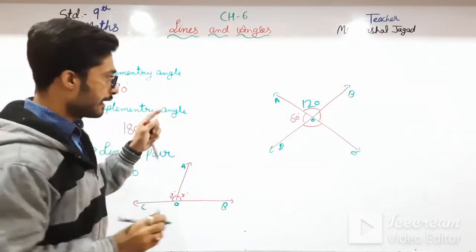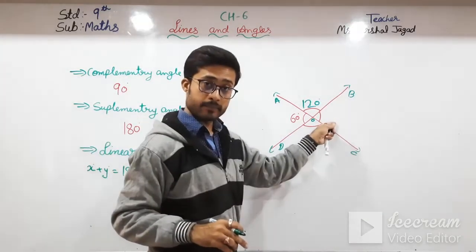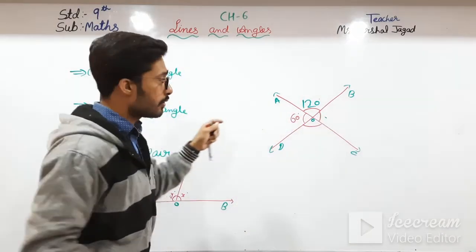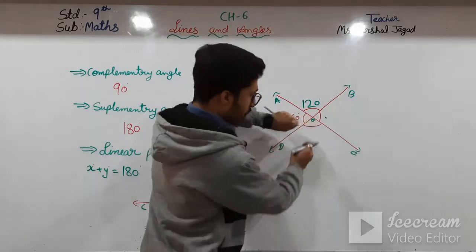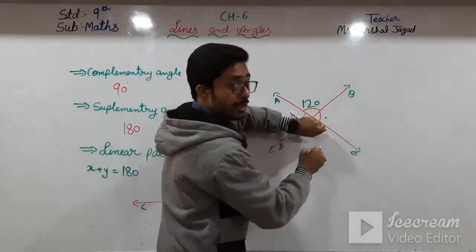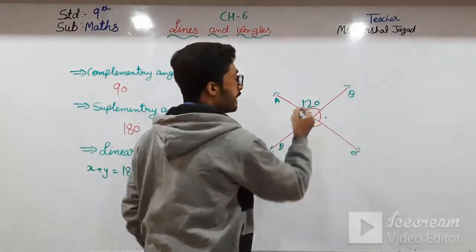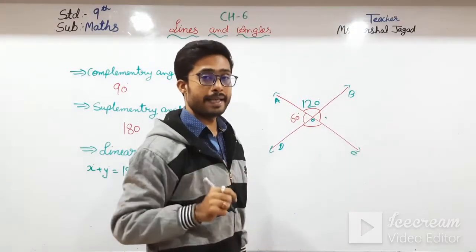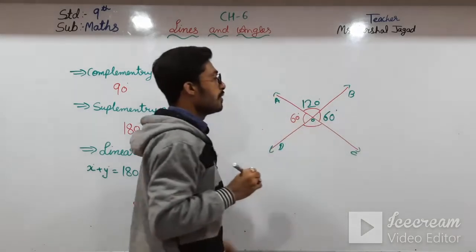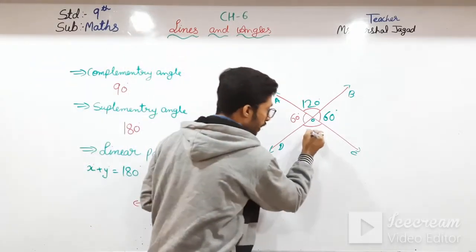120 degrees. Now if I have to find this angle, what should I do? I put a hand over here on this line. Here is also a straight line and there is a ray between, so the total should be 180 degrees. 120 plus how much gives you 180? 120 plus 60 gives you 180 degrees.